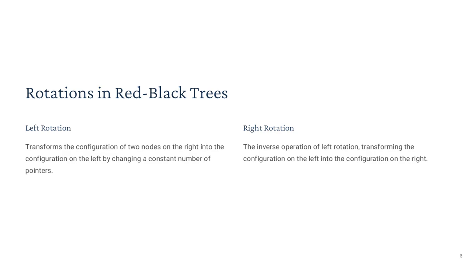Right rotation is the inverse operation, moving a node and its child clockwise. Here, the left child of a node becomes its parent, and the node itself becomes the right child of its original left child. Both operations ensure that the tree remains balanced by redistributing nodes.